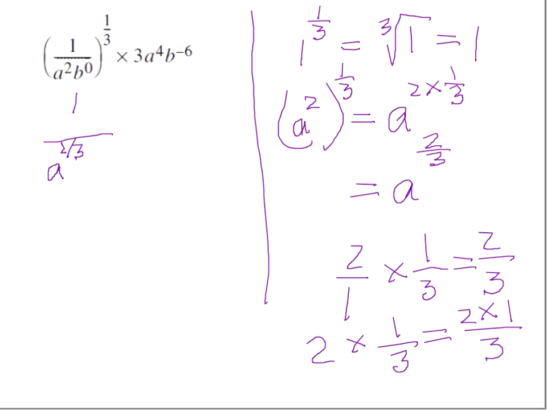Okay, b to the power of 0 is 1. Remember, any number to the power of 0 equals 1. So 1 to the power 1/3 gives you 1 again. So that's it, you don't need to write times 1. Times, you have 3, a to the power of 4, b to the power of -6. Okay, now let's put it all into the fraction.